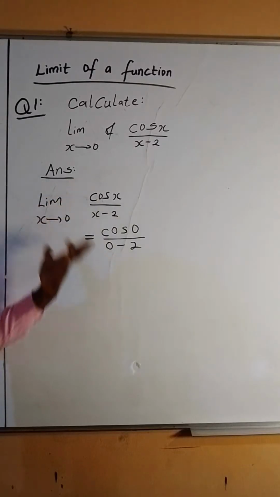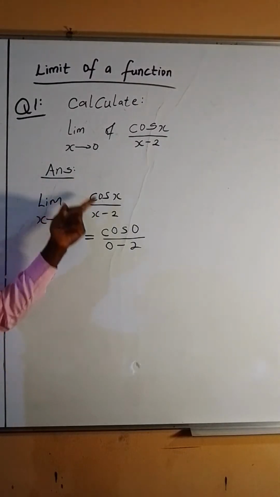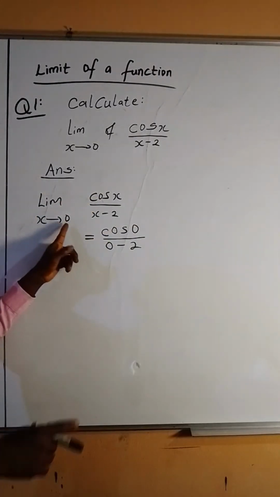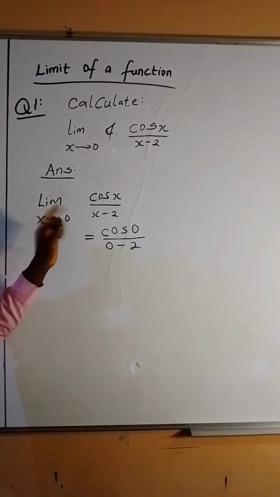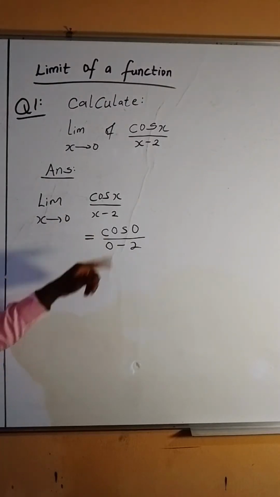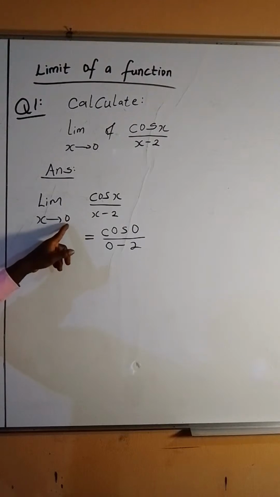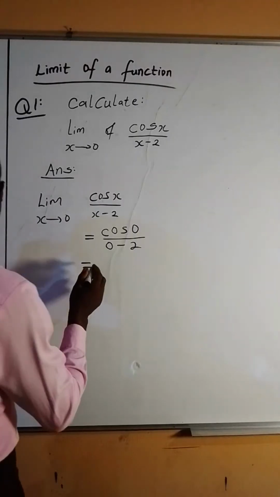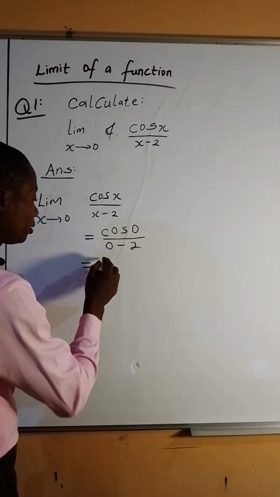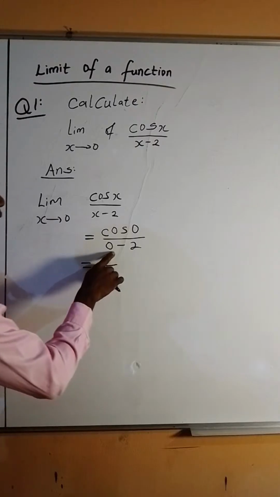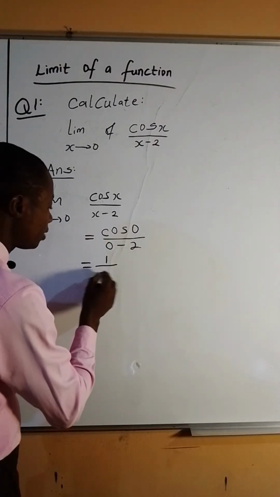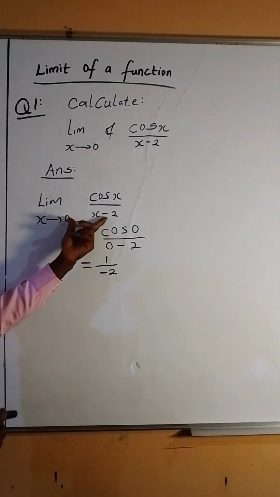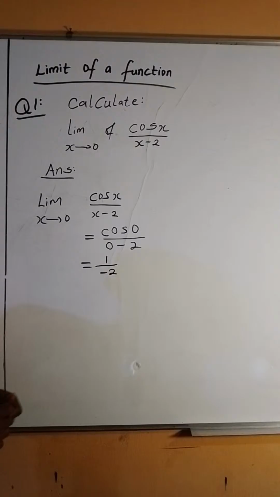So the limiting function is simply the value of the function within a particular point, point 0 here, but not necessarily at the point, but around the point we are considering. Here we are considering point 0. So the cosine of 0 is 1. Then underneath here, 0 minus 2 is minus 2. So this is the limit of this function as x approaches 0.